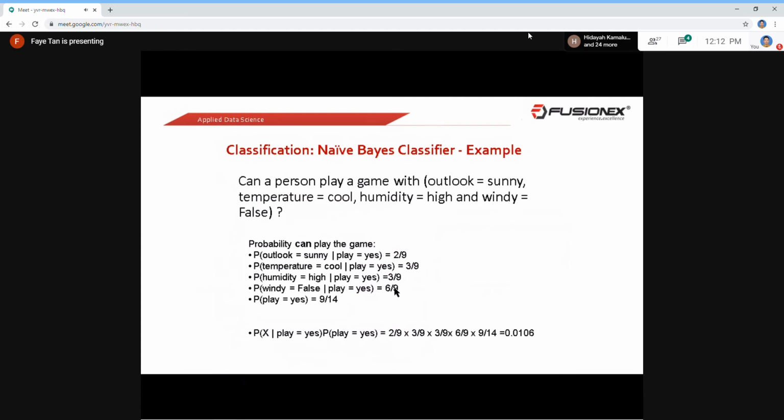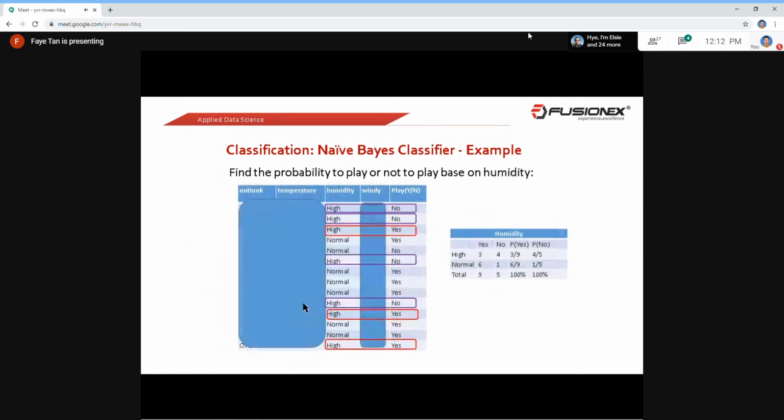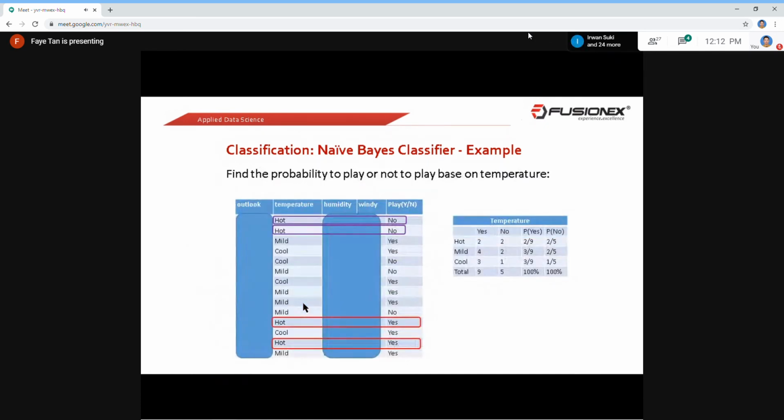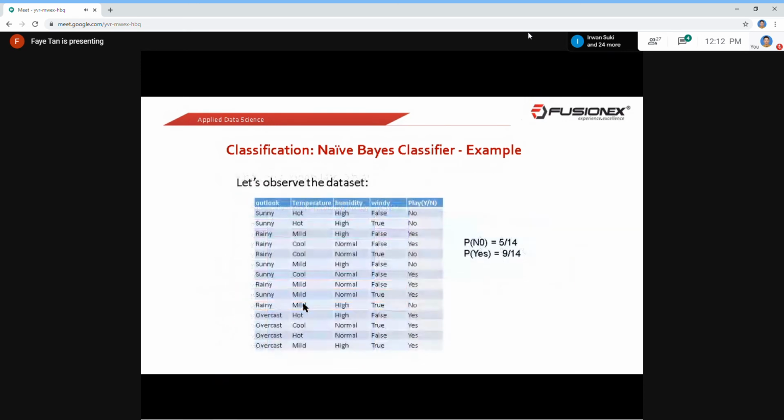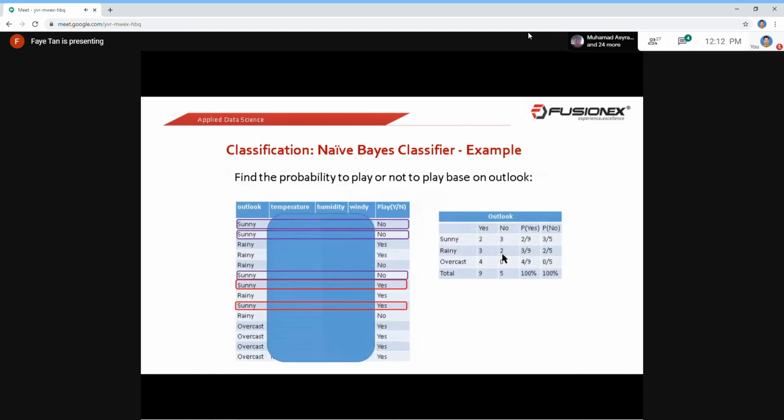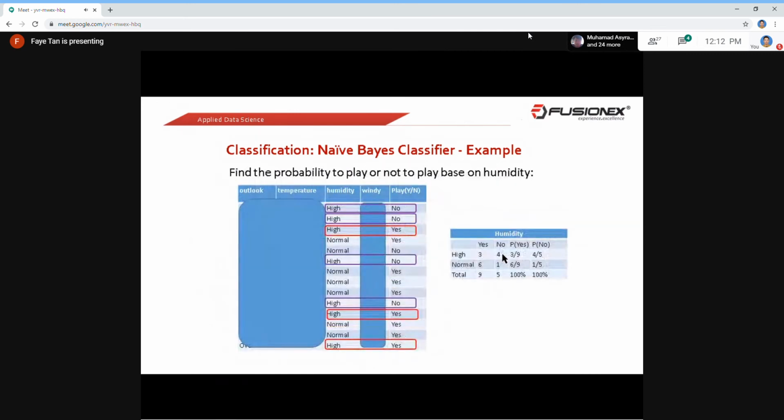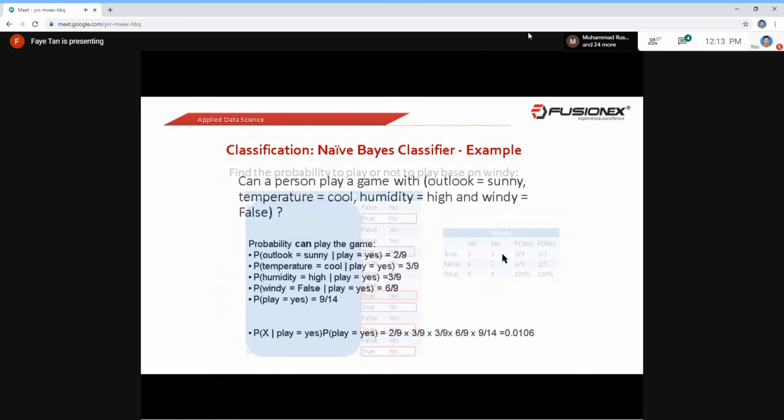Okay, and the very last one here, probability yes, play yes. That means you just see how many data you have in total. Total you have 14 data. You can count from beginning until the end, 14 data, and then 9 of them are yes. So it's 9 over 14. So this is the probability on yes.